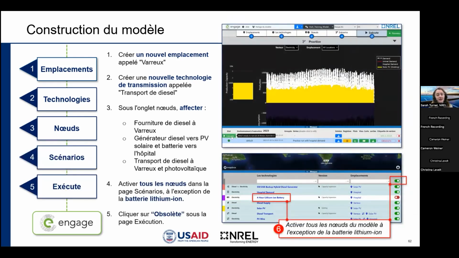Moving into the scenarios page, you will see the new nodes have been updated to our screen, and by default, they are in the off position. We will start by toggling on the backup diesel generator to meet the hospital's remaining demand. To do this, turn on all nodes, which you see is in the top, but you will want to keep one node in the off position, and that's our 4-hour lithium-ion battery.